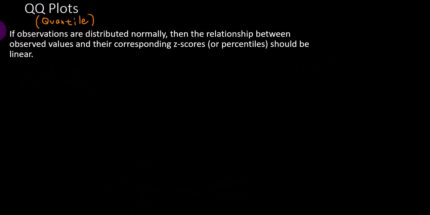The relationship between your observed values in your data, those would be like your y values, and their percentiles or z-scores should be linear. And I say z-score or percentile because different software will graph these in different ways, and we know that when you have a z-score, you can look it up and get the corresponding percentile and vice versa. So one and the same. How do we get this relationship that your y values and their percentiles would be linear?